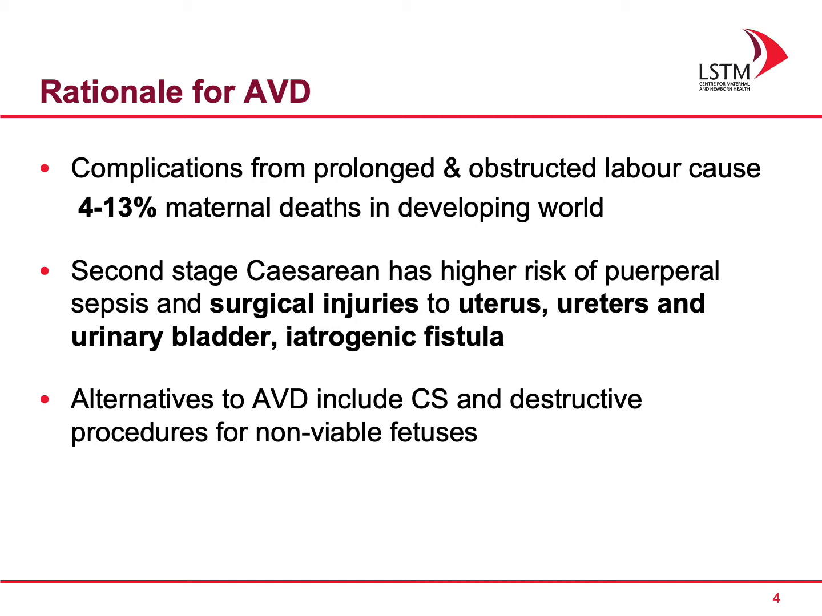In fact, there are so many complications that can arise out of such a cesarean section. Things like puerperal sepsis, injuries to the ureter, injury to the uterus, at times the bladder, or even causing iatrogenic fistulas. So, even as we talk about AVD, let's appreciate that at times it can fail, and you may need to go for other alternatives, things like cesarean section, and destructive procedures in case of non-viable fetuses.